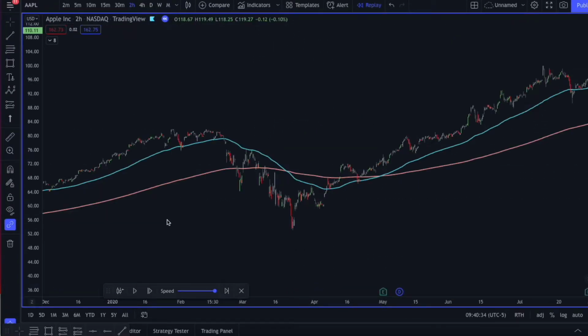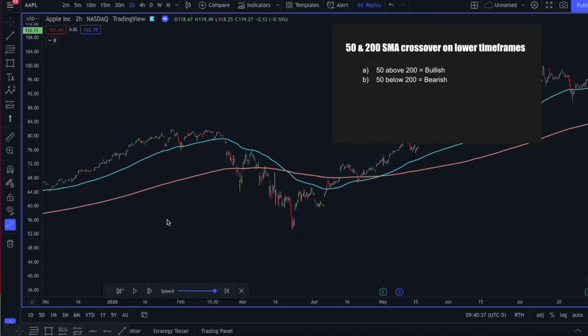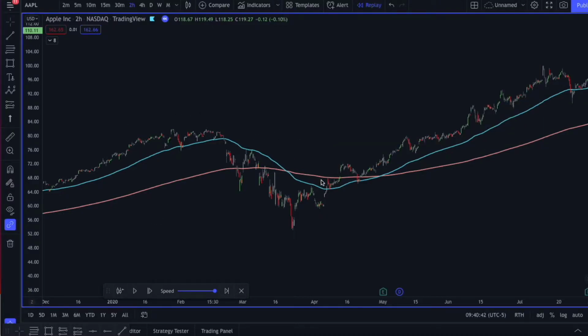What I'm going to look at next is the 50 period moving average crossing over the 200 period moving average. On daily time frames, this is called a death cross if it's bearish, or a golden cross if it's bullish.